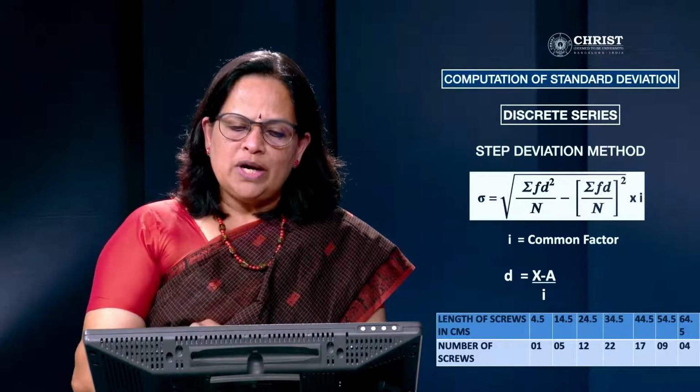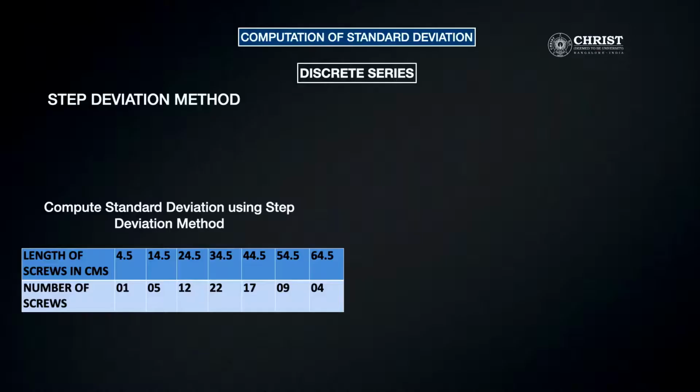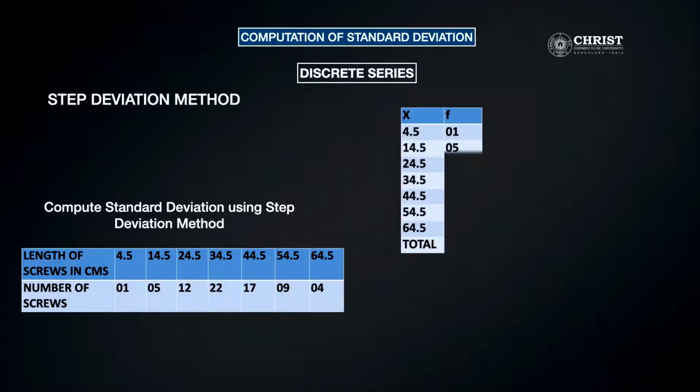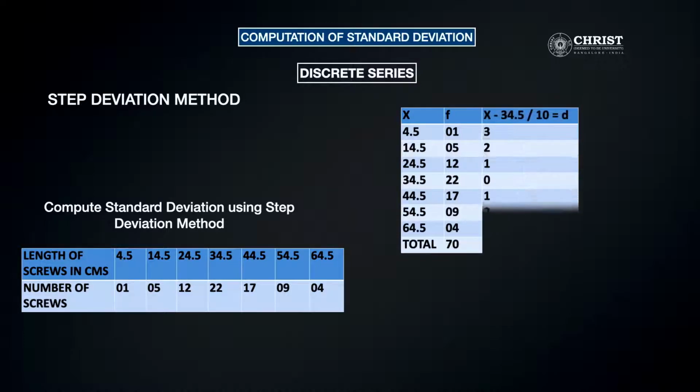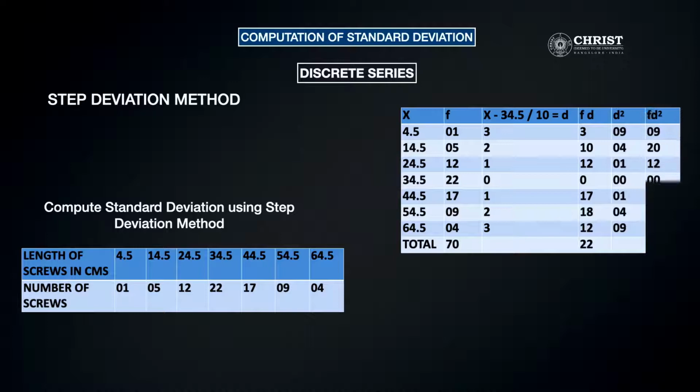Number of screws: 1, 5, 12, 22, 17, 9 and 4. Now we have to calculate the mean and the standard deviation. The table gives the complete explanation. The x values and f values are there. We are taking the assumed mean as 34.5 and dividing by the common factor, that is 10, which gives the d values. The fd values, d square values and fd square values are there.